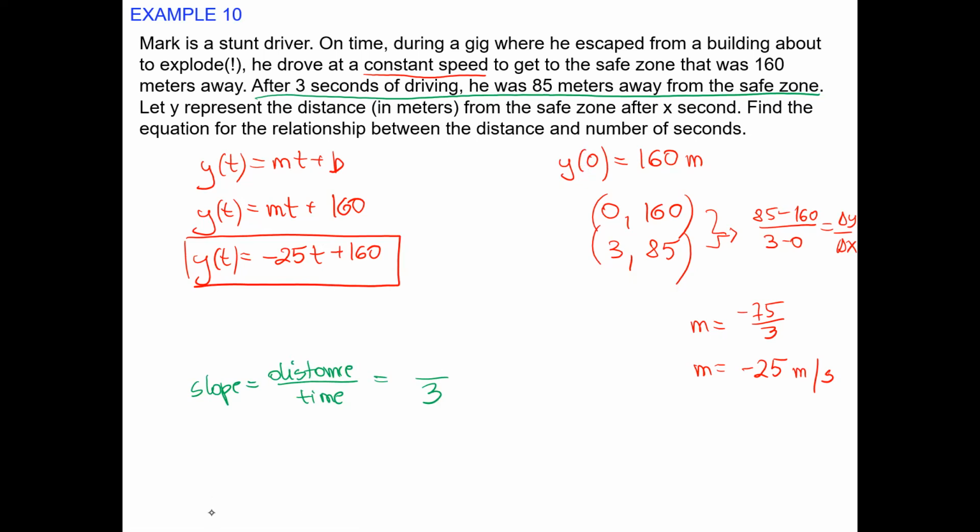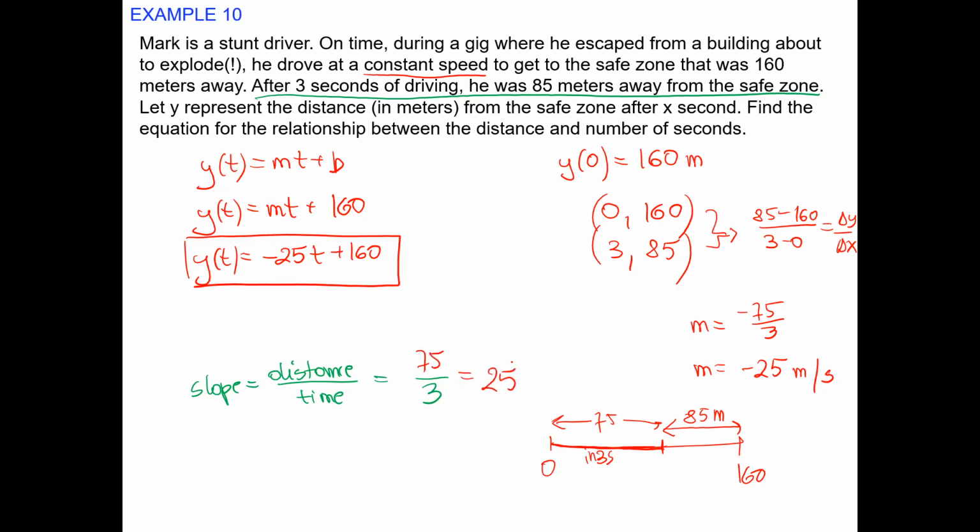That means from the building, if this is 0, this is 160, and this distance was 85 meters, then he actually traveled that distance in 3 seconds. And this distance is nothing different than 160 minus 85, which is 75 meters. That means 75 meters in 3 seconds.